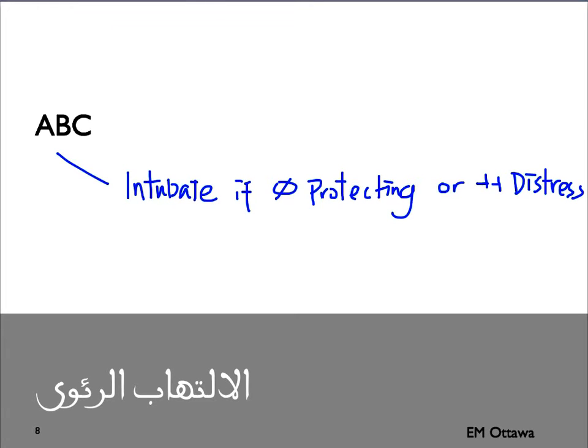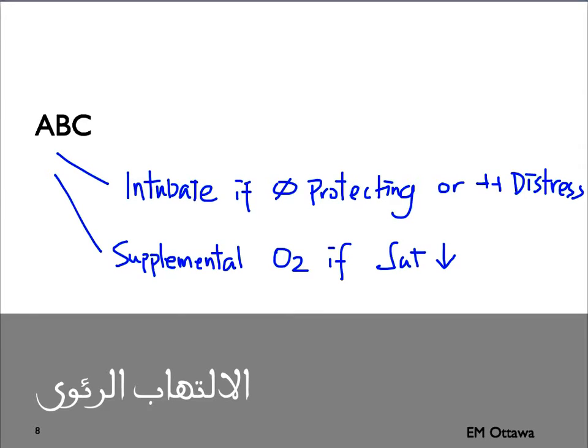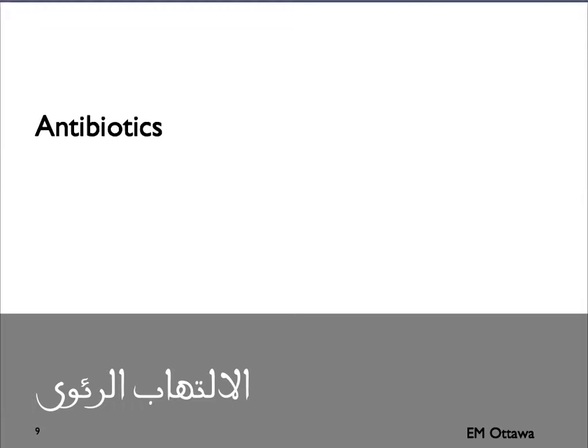If the patient is not protecting their airway or if they're in significant respiratory distress, we may have to intubate them. For B, what if the patient is hypoxic? We will give them supplemental oxygen. What about for circulation? What if the patient is hypotensive or tachycardic? We need to give them IV fluids. Crystalloids such as normal saline and Ringer's lactates are both good choices. Once the patient is more stabilized, we can move on to more specific therapy, in this case, antibiotics.